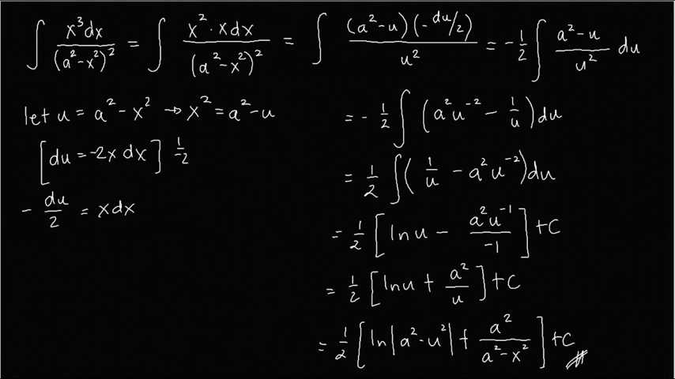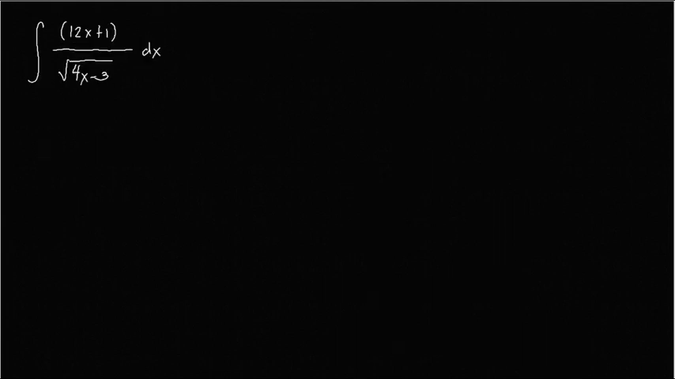Okay, let us proceed to our next problem. For our next problem, number 13, evaluate the integral of 12x plus 1 divided by the square root of 4x minus 3 dx. So we must let u here equal to 4x minus 3. Okay, so that 4x will be equal to u plus 3 and 4 dx is equal to du. So dividing both sides by 4, we have dx is equal to du over 4.